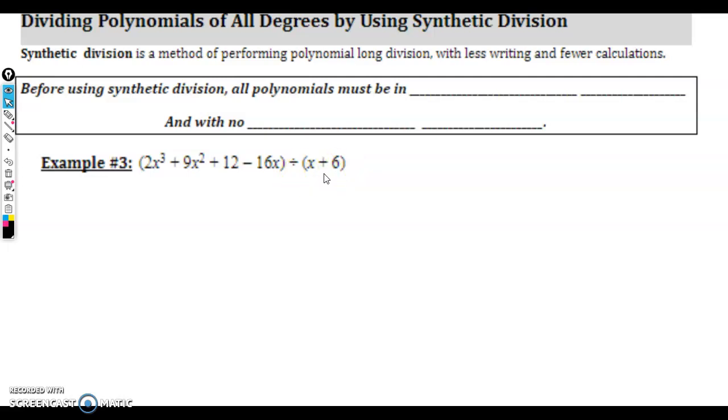You guys are going to skip the top parts of your notes. It says dividing polynomials using long division. So you're just going to skip that part, and we're going to start with the synthetic division. So synthetic division is just a method. So before using synthetic division, all polynomials must be in standard form.